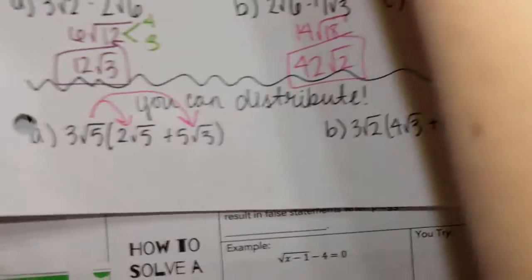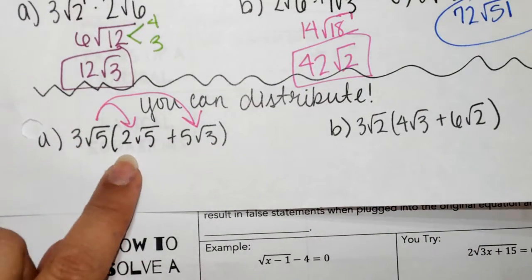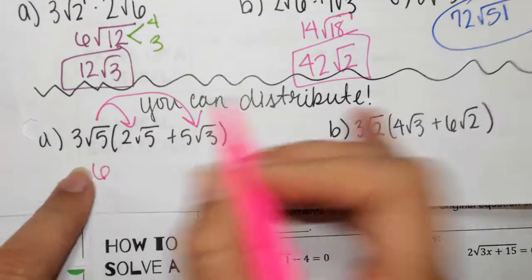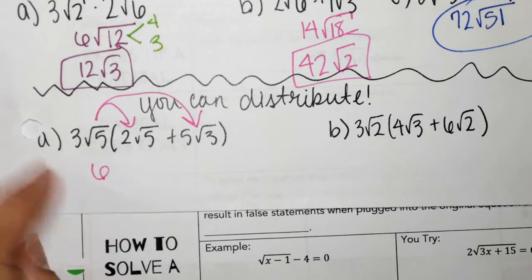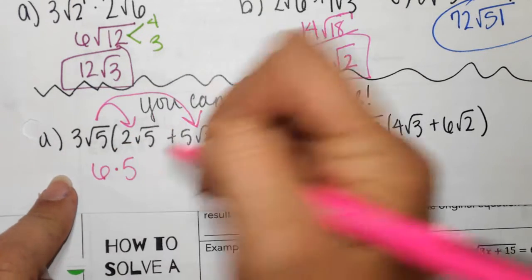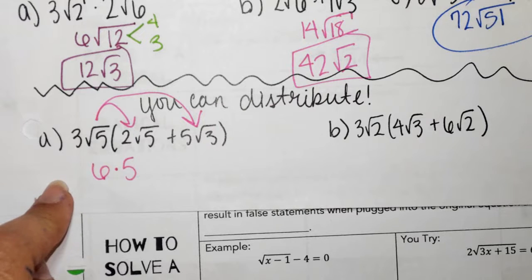It's magic. Alright, so what's 3 times 2? 6. What's root 5 times root 5? And what's the square root of 25? So it's just 5, right? Does everybody see where we got that from? Do we need to walk through it one more time?